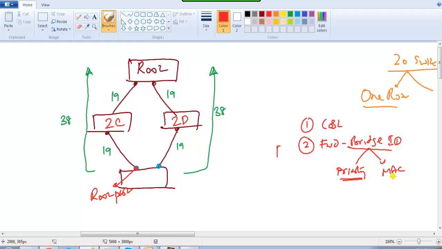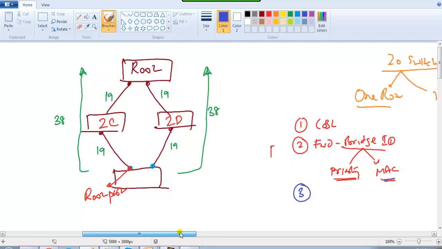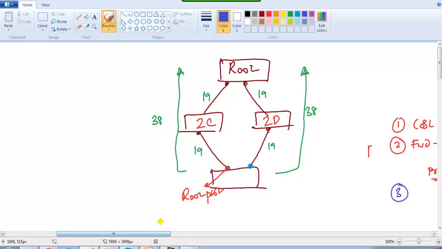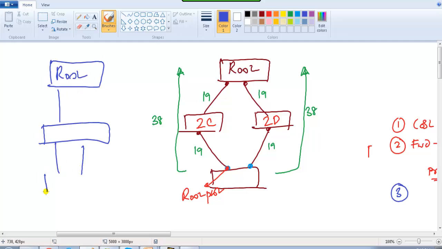So it is based on priority value or MAC address. If there's a tie in the priority value, the tiebreaker will be the MAC address. So what if there is a tie in the MAC as well? Is there any possibility of a tie in the MAC? Let's take one more example here. Let's say I have a diagram of the root, and then a switch connecting to it, and the MAC address is the same, and also the priority value.